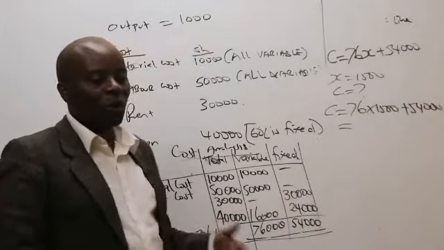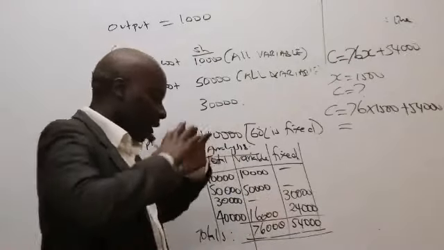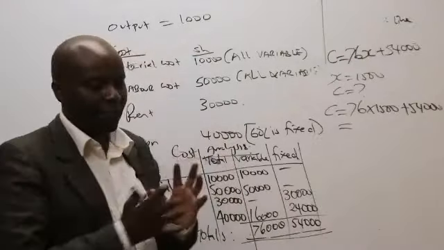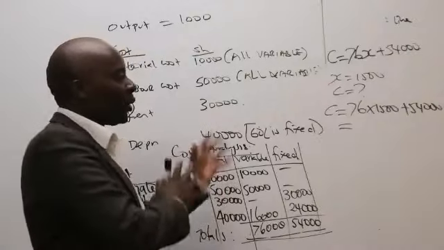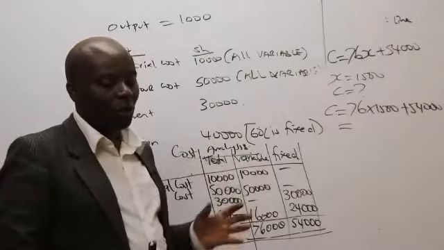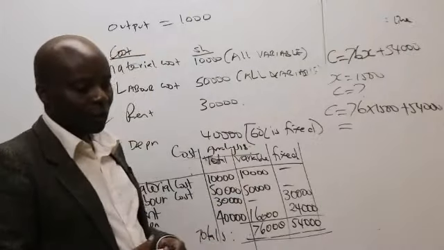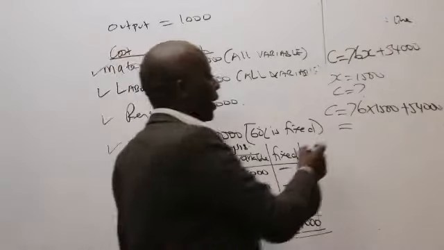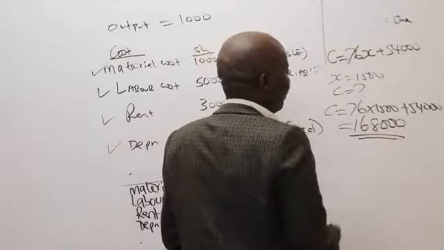So that is what we call cost estimation. The moment we have an equation, we can easily use it to flex. When we change X, we automatically get Y, the total cost. So can somebody give me this figure? Faith tells me it is 168,000. Thank you very much.